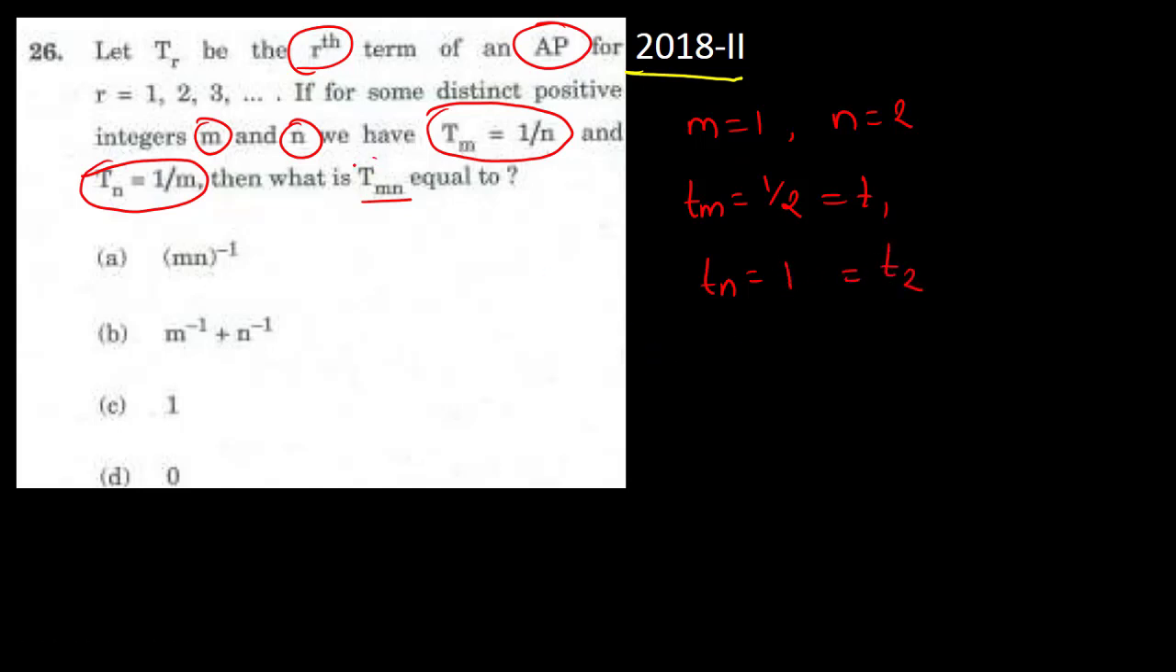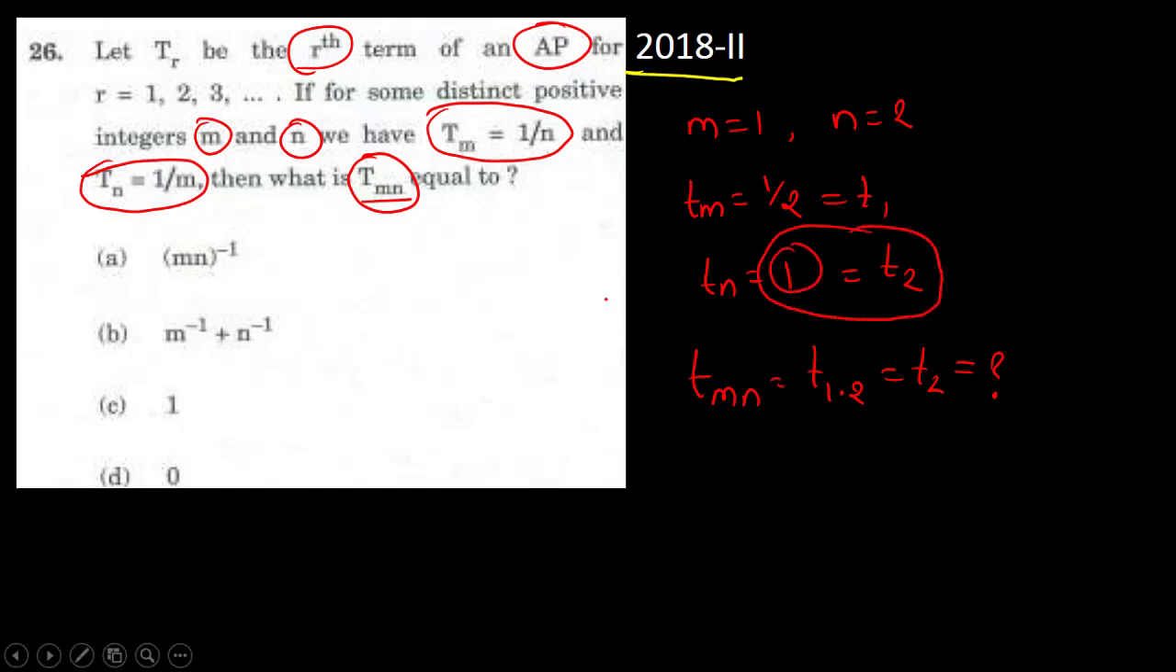Now what they are asking is what is Tmn? Tmn means what? It is T1 into n value is 2, which is nothing but T2. So what is value of T2 they are asking? भाई T2 तो आपने निकाला है ना इधर. T2 is nothing but 1. Yes, that is. So check which option is giving me 1.